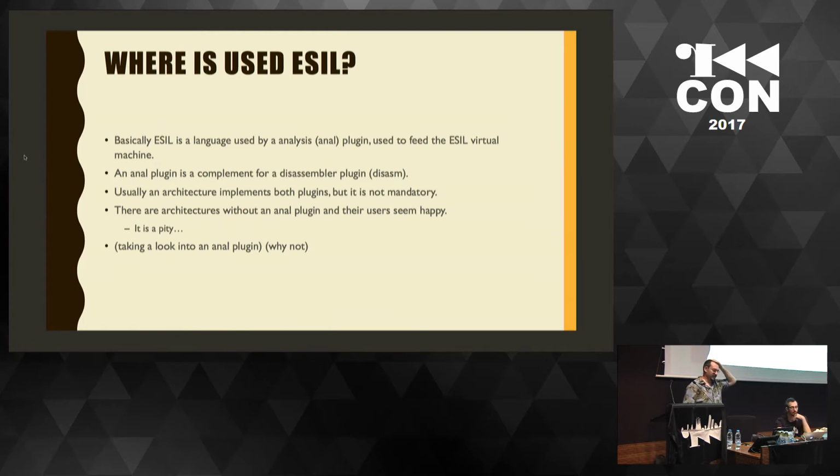I will speak now about where ESIL is used. ESIL is a language used by analysis plugins, called anal plugins, used to feed the ESIL virtual machine. Another plugin is a complement for a disassembler, the asm plugin. Usually, an architecture implements both plugins, but it's not mandatory. There are architectures without an anal plugin, and the users seem happy. I don't know why, it's a pity, but having an anal plugin is a very useful feature.